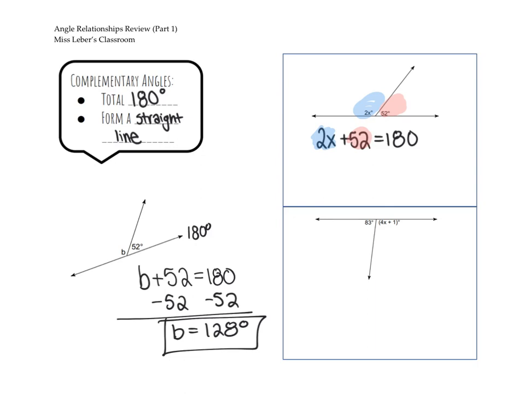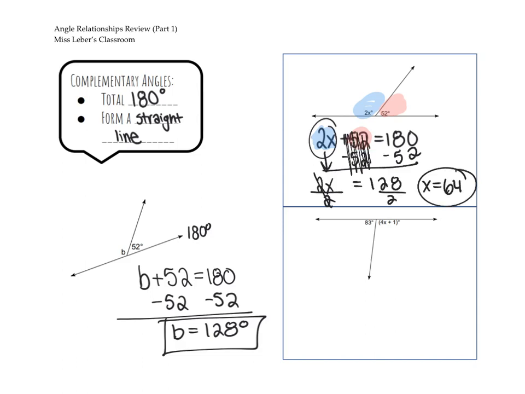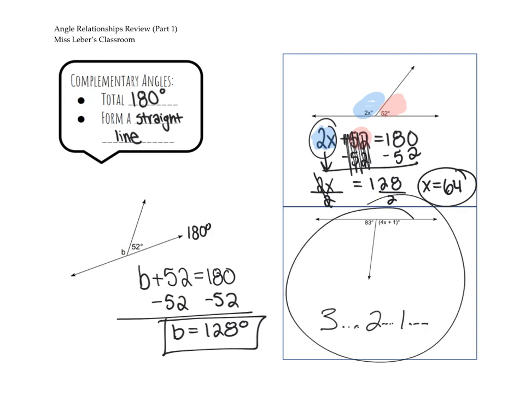Then I can just solve that two-step equation. Bringing down the 2x, subtracting 52 from both sides, 2x gives me 128. Divide by 2 on both sides, and x is going to be 64. Alrighty, why don't you go ahead and try this bottom example, and then I will show you how I did it. Go ahead and pause, and I'll put my answer up in 3, 2, 1.